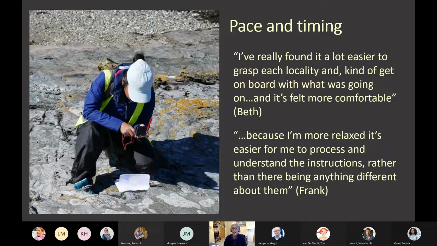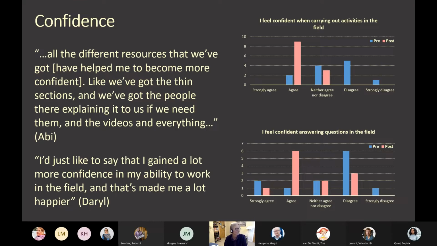Beth here has ADHD, so she really struggled previously with having to pack in lots of different locations in a single day. And Frank had real problems with sufficient time to process information, and that was really helpful for him. We know when we take students in the field that they can lack confidence.